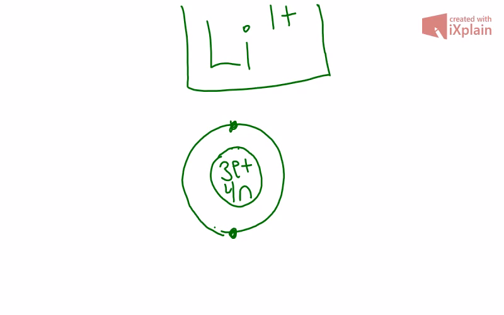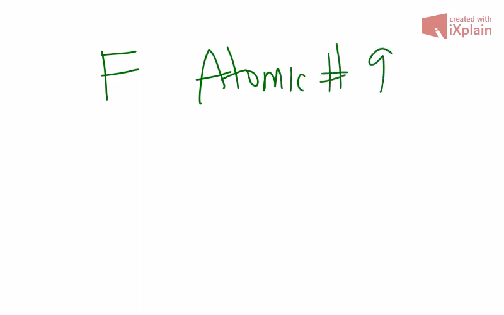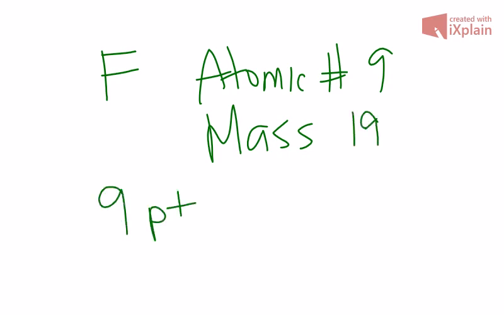So fluorine was your other example. So fluorine, as it's found on the periodic table, has an atomic number of 9, and it has a mass of 19. So that means there's 9 protons, 9 electrons, and 10 neutrons. Okay, so the atomic number tells us the number of protons and electrons, and then if you subtract the atomic number from the mass, you're going to be left with the number of neutrons.